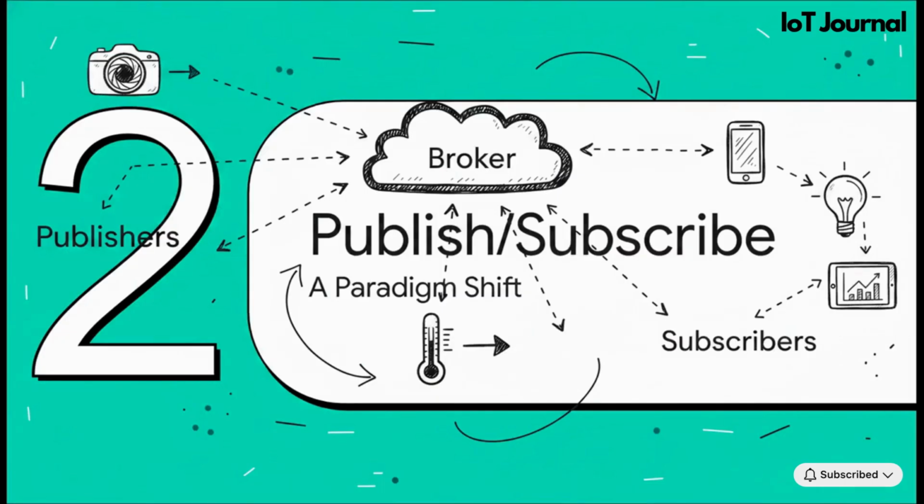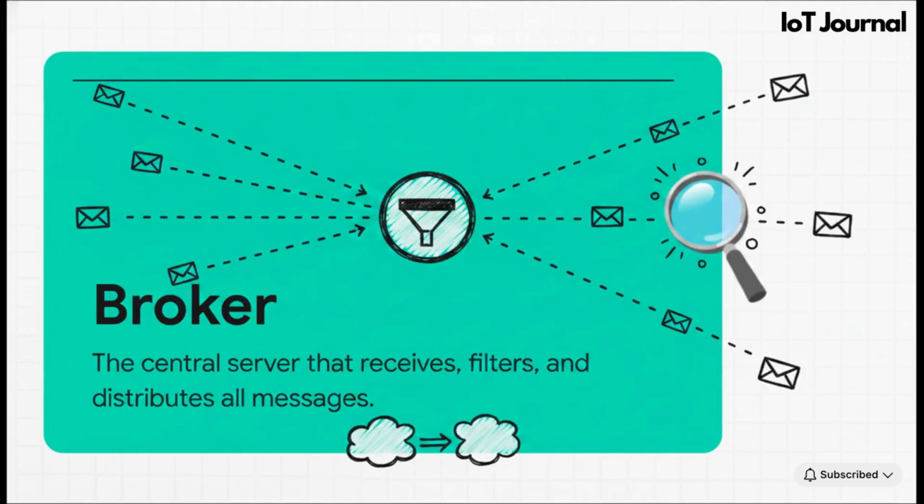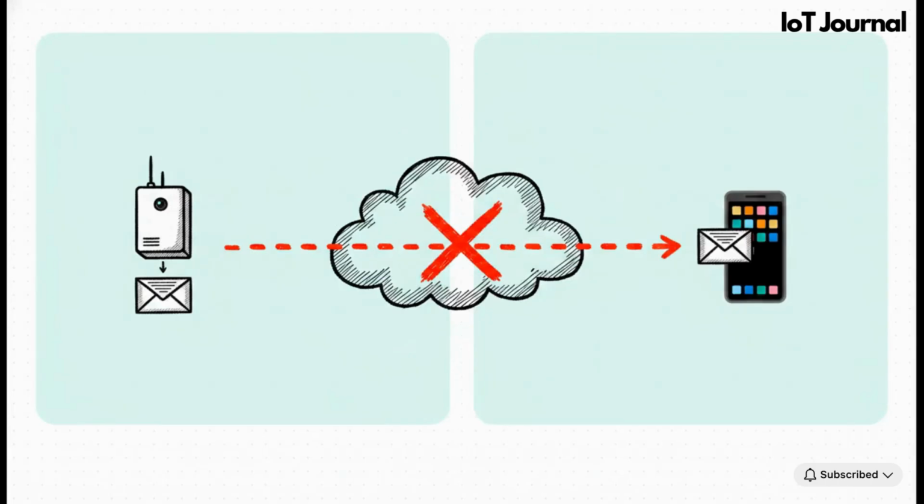Moving on to Section 2, the publish-subscribe model. To understand this, think of it like a newsletter. You've got a central service called the broker. It's the heart of the system that receives, filters, and distributes all messages. Brokers like Mosquitto, HiveMQ, or AWS IoT Core can handle thousands of simultaneous connections. A publisher, like our warehouse sensor, is the writer of the newsletter. A subscriber, like your dashboard or phone, is the reader who signs up for topics they care about.